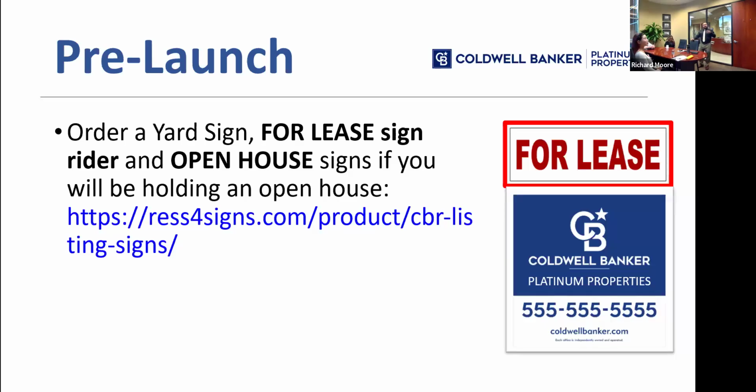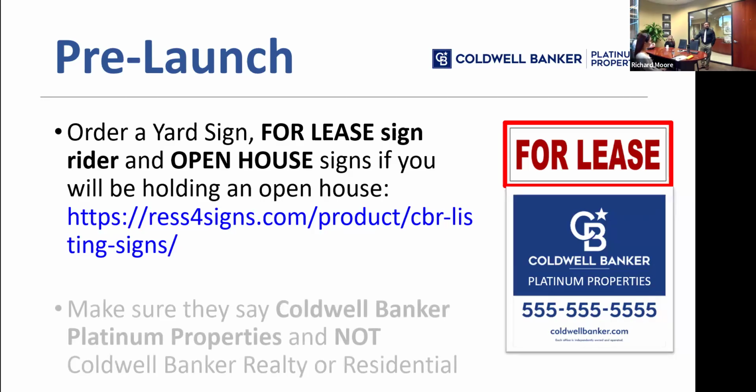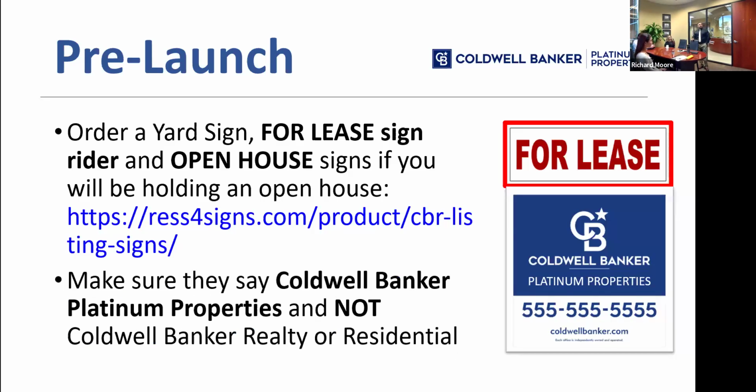Because typically when a buyer drives by, they see a sign, they think it's for sale. So they're going to stop by thinking it's for sale if you have an open house. Make sure that it says Coldwell Banker Platinum Properties, not Coldwell Banker Realty, not Coldwell Banker Residential, Coldwell Banker Platinum Properties. So before you order it, they're going to send you a proof. Email it to me to make sure that everything's correct on it, and then we'll approve it before you place the order, so that way you don't lose money.